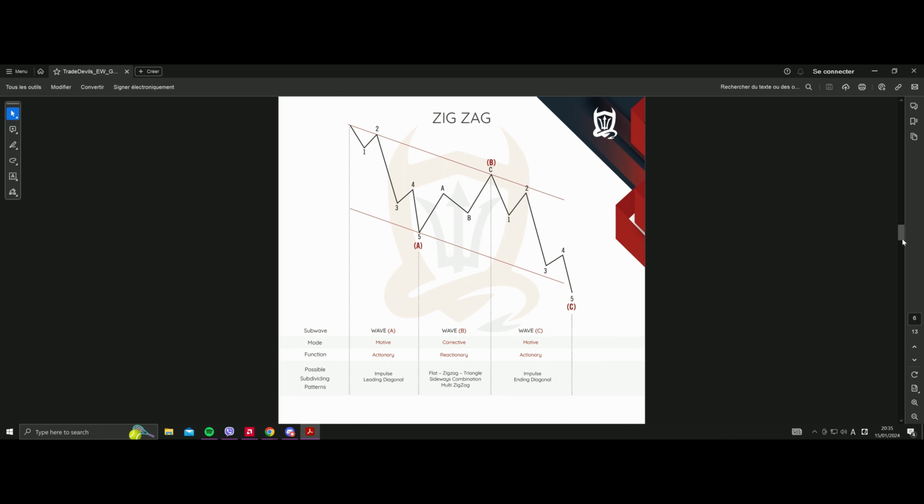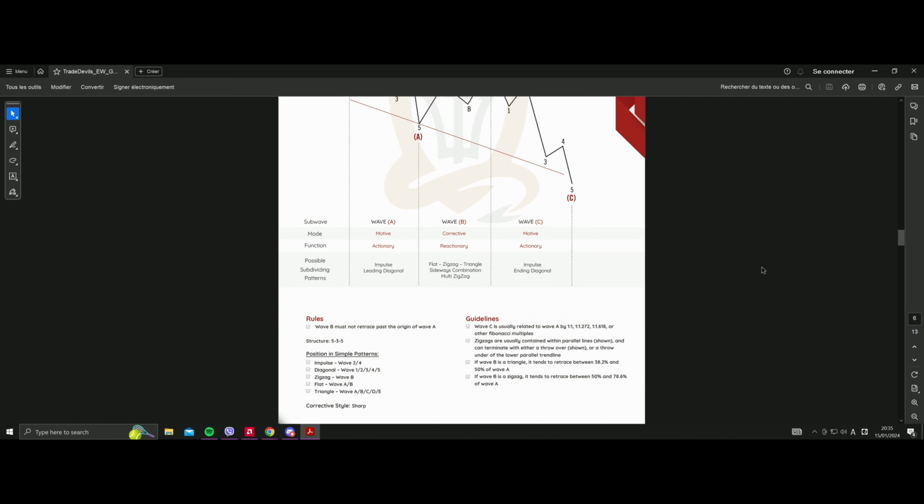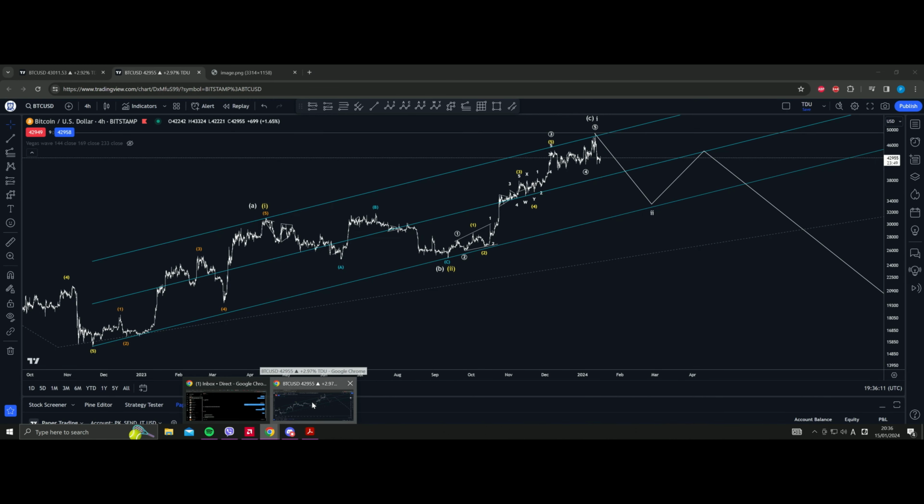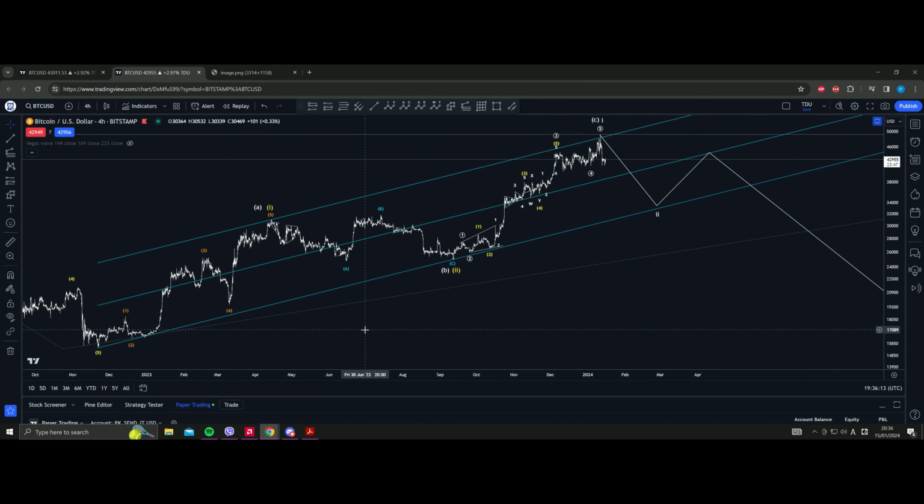The guidelines for a zigzag are that wave C is usually related to wave A by an equal size, or it can be any other Fibonacci multiples. Sometimes this wave C ends under this projected channel. Now when we look at this little image, I'm going to show you the current Bitcoin chart in logarithmic scale.